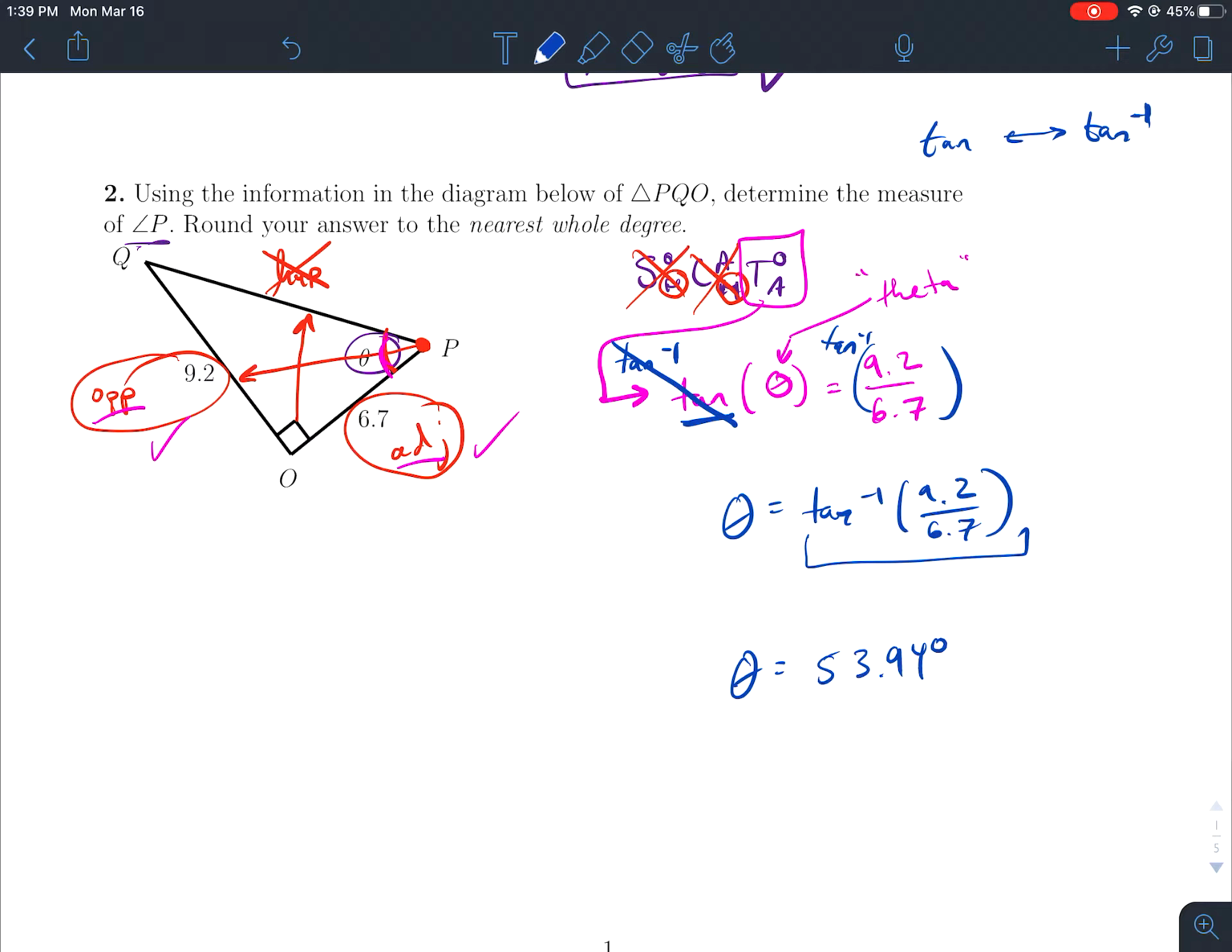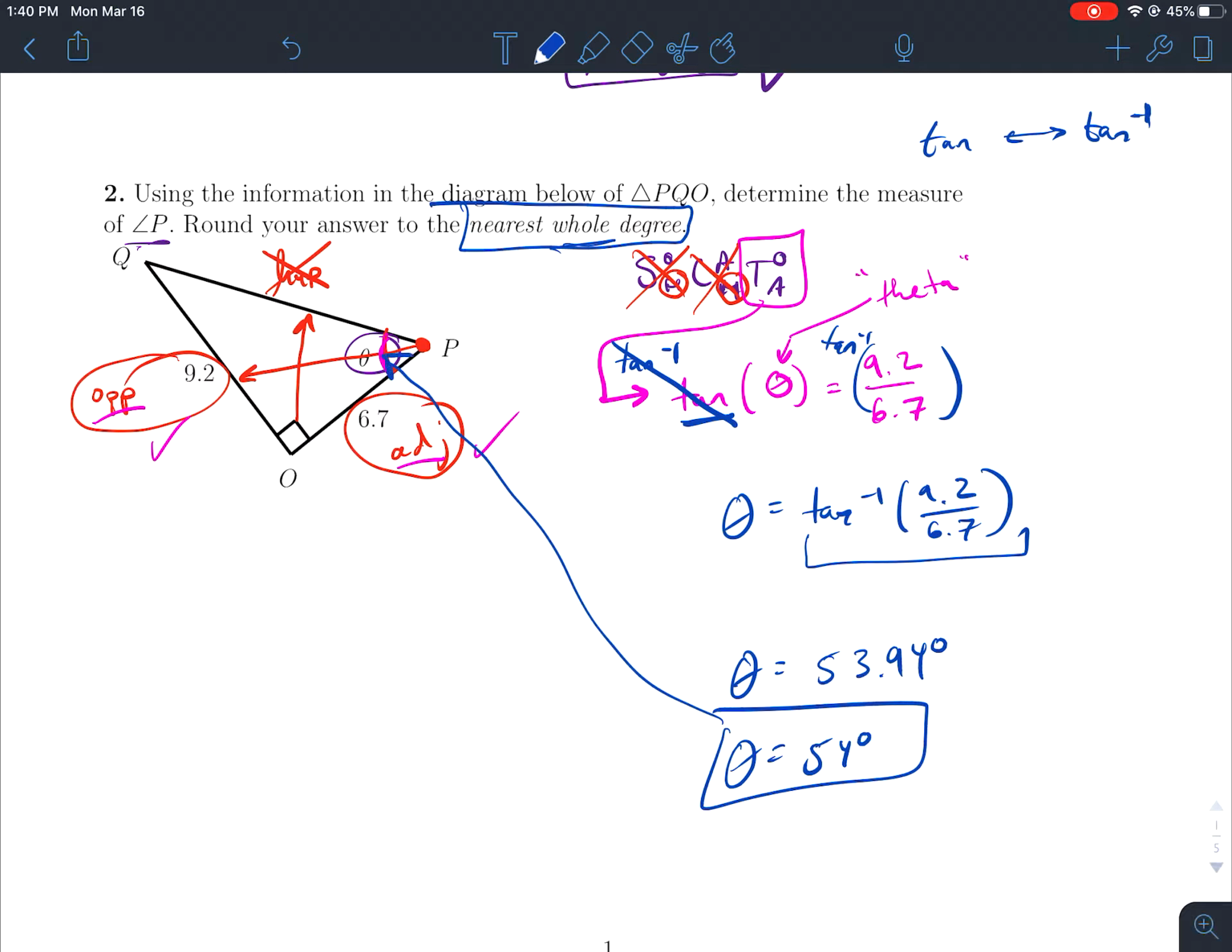And when I said final answer there, I'm not correct. We have to round it to the nearest whole degree. That means a whole number. So theta is equal to 54 degrees. And that seems like a reasonable amount for this angle. It's less than 90 degrees, so we like it.